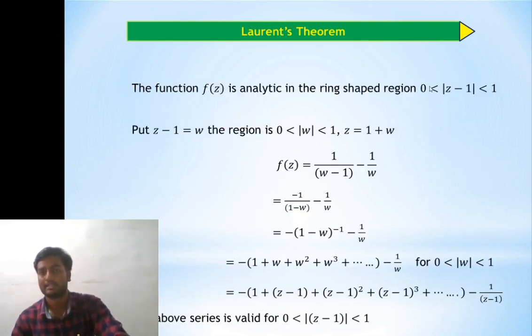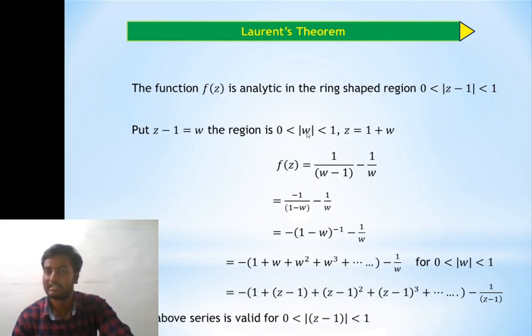The function f of z is given in this region: 0 less than mod z minus 1 less than 1. If we take z minus 1 as w, that is 0 less than mod w less than 1. Here, 0 less than mod w means mod w is greater than 0, so it is always positive. The next condition is mod w less than 1.